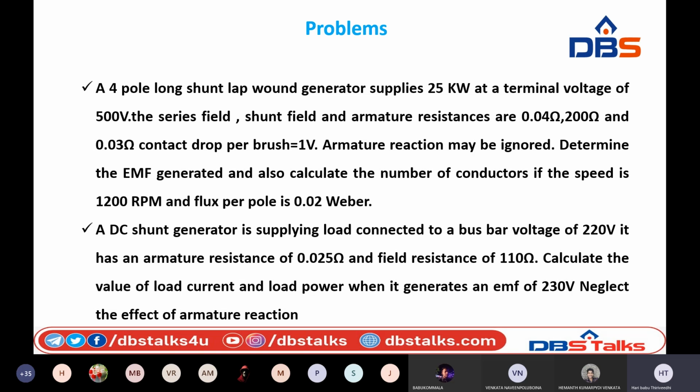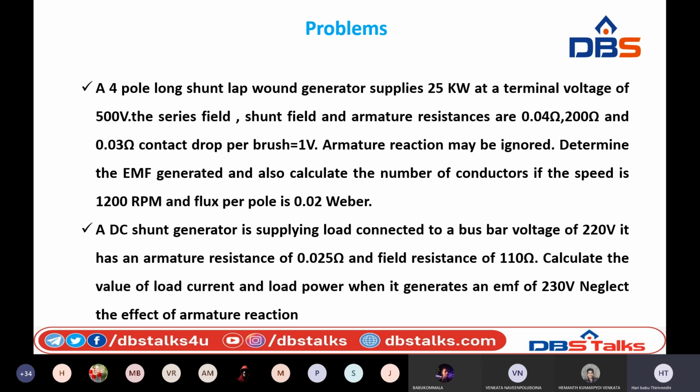Note down the given data. Number of poles P is equal to 4, and load power PL is equal to 25 kilowatt, that is equal to 25 into 10 cube watt. Terminal voltage V is 500 volts, and brush voltage VB, brush volt. Generally they give 1 volt per brush. In every armature 2 brushes are there, that's why VB is equal to 2 into 1, that is equal to 2 volts.